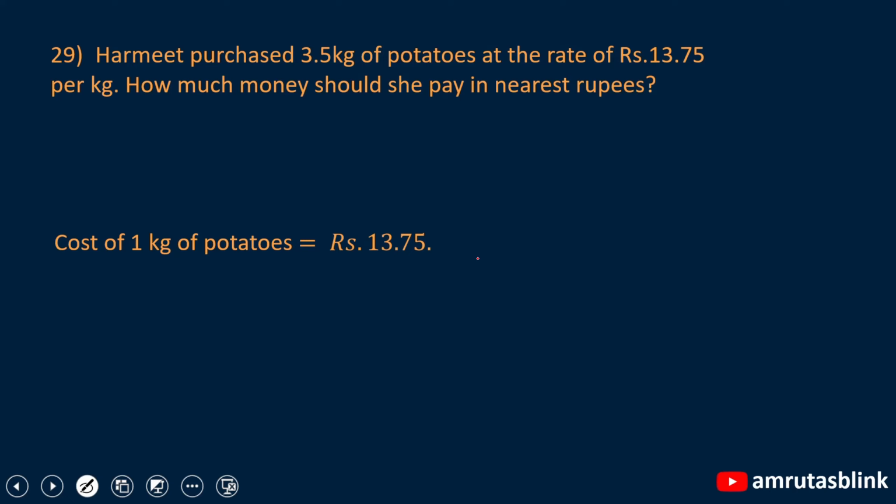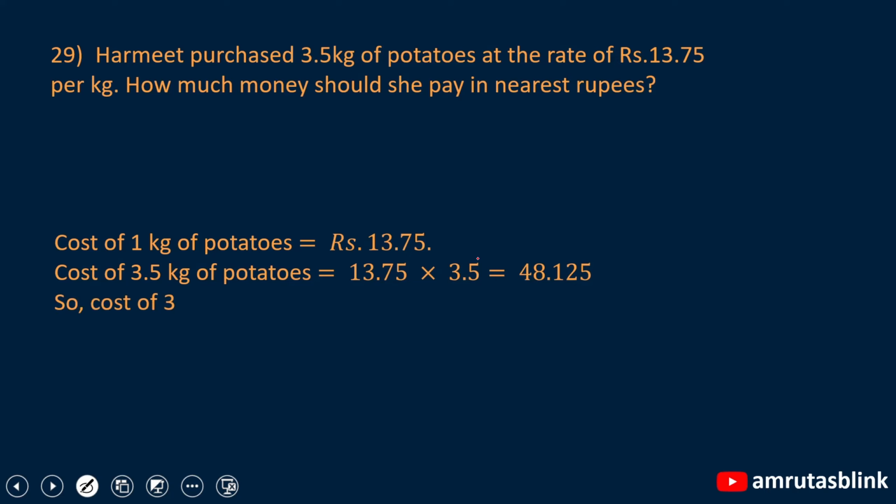And how many kg of potatoes had she purchased? She had purchased 3.5 kg of potatoes. So the cost of these 3.5 kg of potatoes will be 13.75 into 3.5. So that is 48.125. And we need to round off because she is paying this money to the shopkeeper. So instead of 48.125, she will pay 48 rupees to the shopkeeper. So for 3.5 kg of potatoes, she will pay rupees 48.